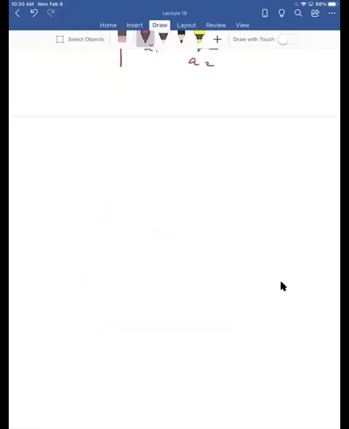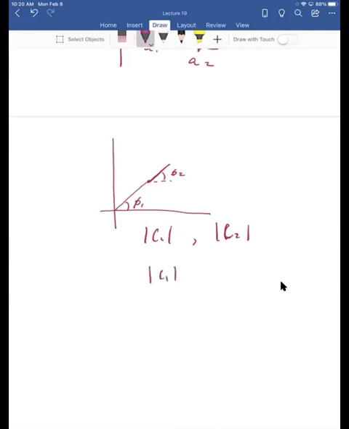So if I have two complex numbers that have different magnitude, you can see that one of the two extremes is when their phases are the same, right? So this is phi 2 and this is phi 1. The phases of the two complex numbers are the same. And so then by adding complex numbers with magnitude C1 and magnitude C2, the largest possible magnitude is C1 plus C2.